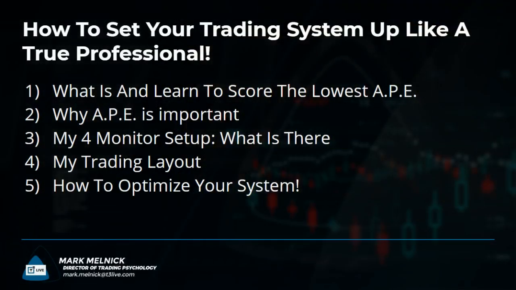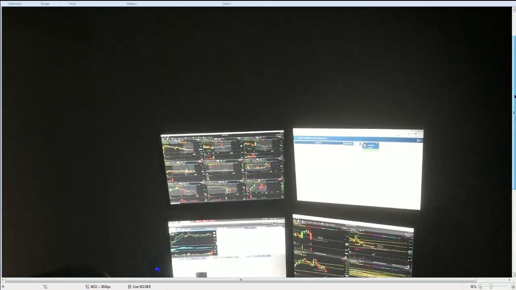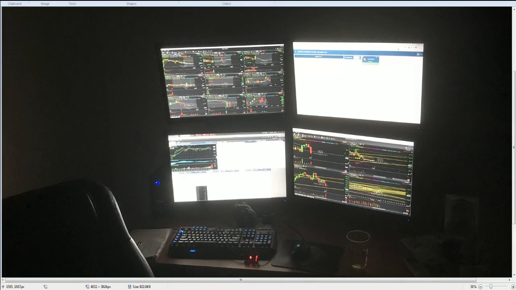Okay, so I shared my four monitor setup, what is there, why it's there. I'm not going to go fully into the science of why moving your eyes up or to the right is important, but I did find it scientifically very feasible to put my monitors in a situation where, if I'm trading on this monitor right over here, I want to be able to see charts either directly on that screen, above me, or to the right of me. I think that is a very important thing.